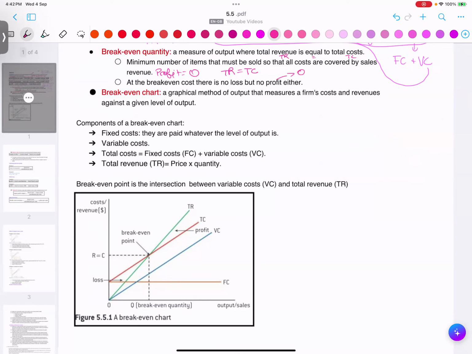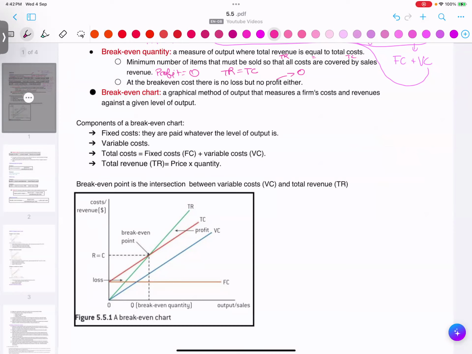Profit is 0. So the break-even chart is a graphical method of output that measures a firm's costs and revenues against a given level of output. Okay. So basically, it shows the output on the x-axis, and then the cost and revenues on the y-axis. So then it's like a measure.